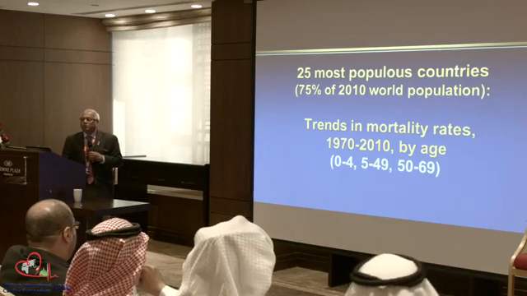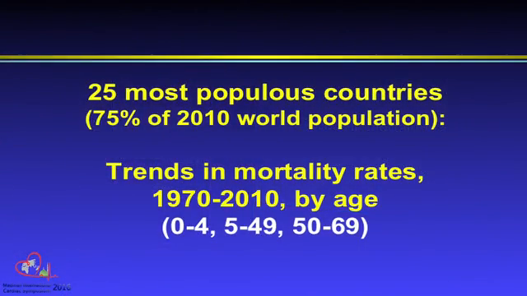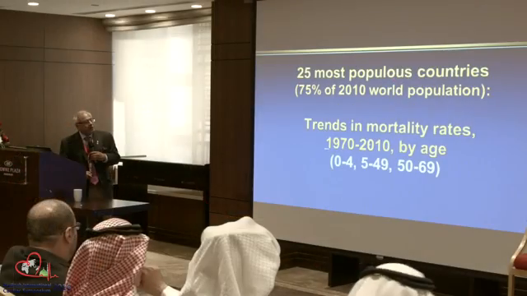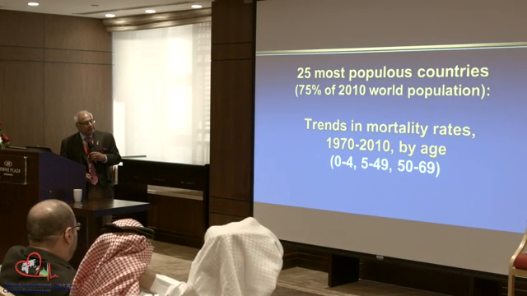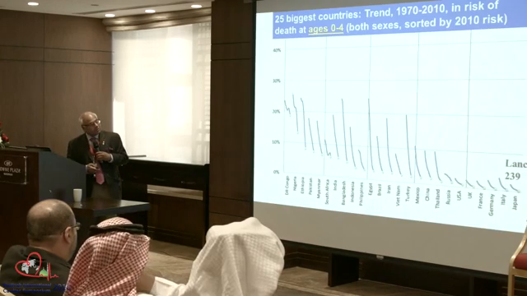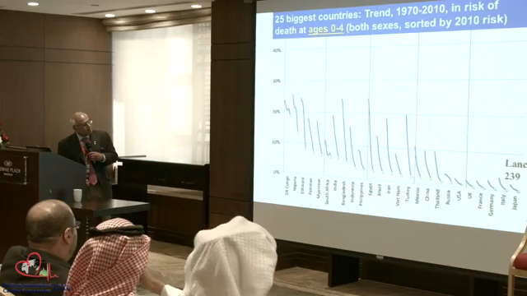So to look at this in more detail, these are data from my friend, colleague and mentor, Professor Richard Peto. He took the 25 most populous countries in the world, which include 75% of the world's population. Canada and Saudi Arabia are not included, because we are not in the top 25 countries. We are looking at the mortality rates between 1970 and 2010 in these 3 age groups. So let us look at the Democratic Republic of Congo.